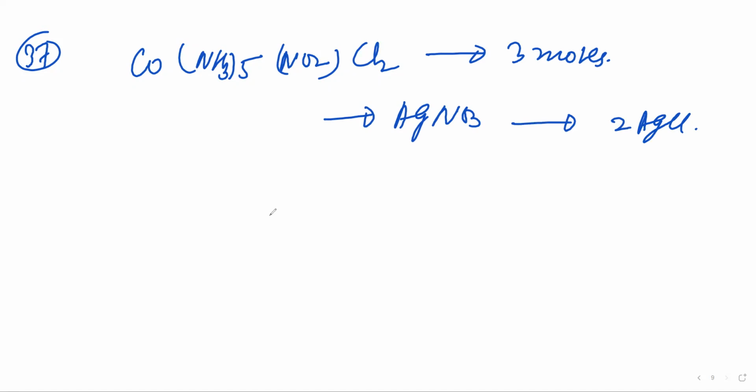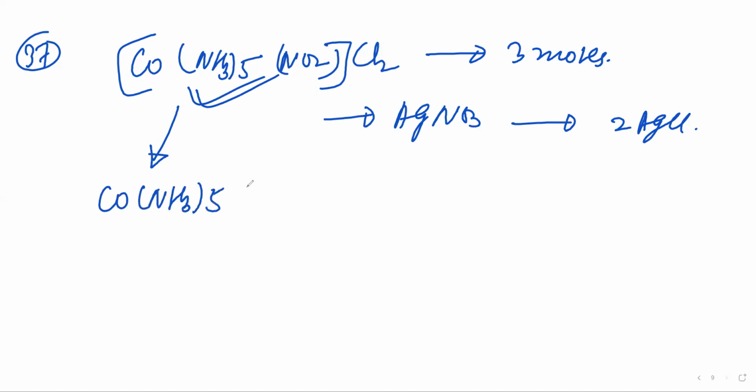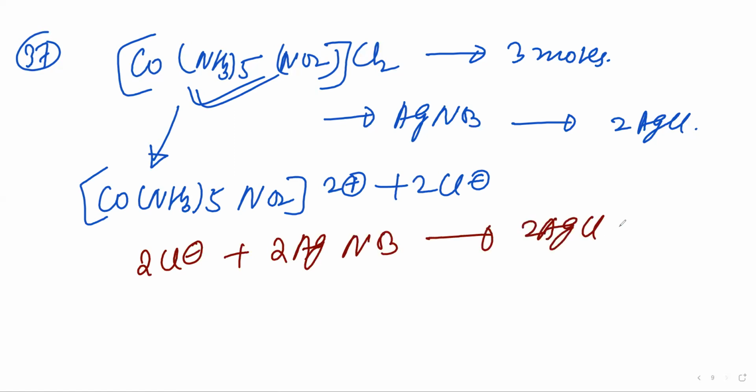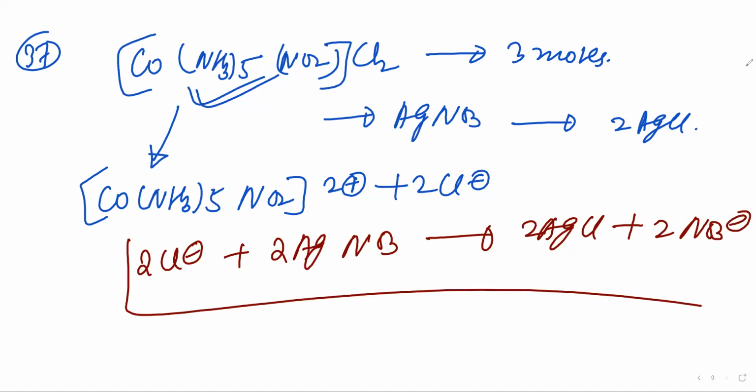So your complex will be like this only, right? So the chlorides will be in the outer part. So this will be the formula. The molecular name is given now. So you can dissociate it into cationic and anionic parts. So it will be [Co(NH3)5(NO2)] 2 plus producing 2 Cl minus ions, right? And these 2 Cl minus ions react with 2 silver nitrate. So it will be 2 AgCl plus 2 NO3 minus. So write this reaction.